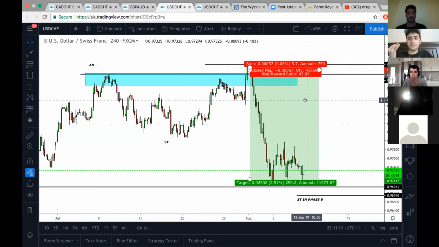This trade is on our Slack. So if you think we're lying, go look at our Slack. Go check the before and after. It's there. So if I risked 100 USD, right? You times that by 43, you've made $4,300.